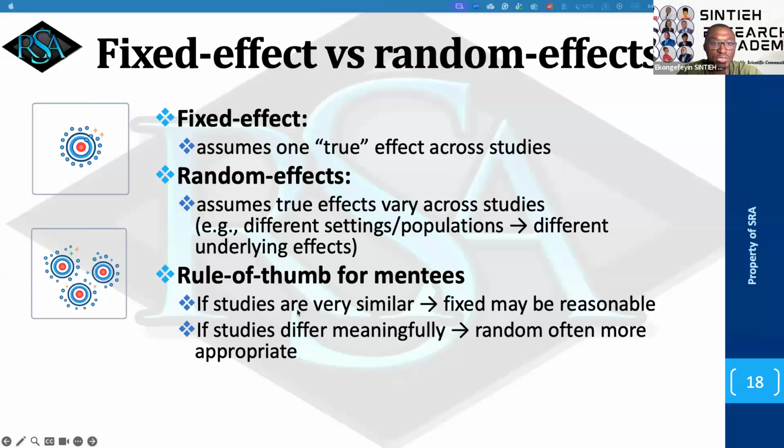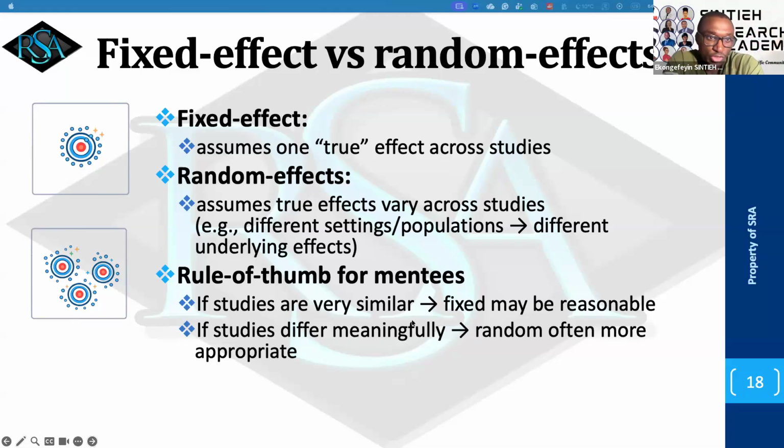So the rule of thumb is if your studies are very similar, right? You can use a fixed effect model. But we're going to see the models in the papers. And if your studies differ, you just need to use the random effect model. By default, most people use the random effect model, so we don't even stress about using a fixed effect. But that's basically it.